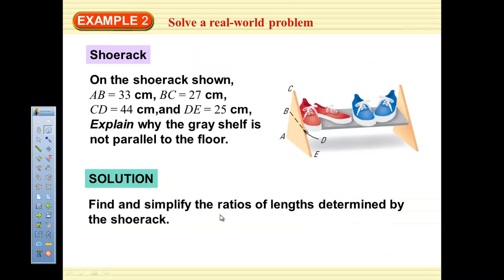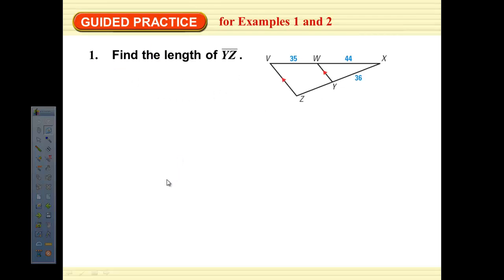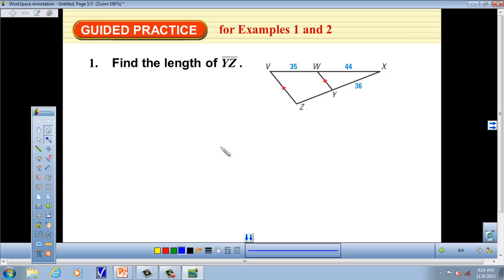So again, we look at the two ratios. There's the 44 over 25. There's the 9 over 11. We know they're not equal, therefore BD is not parallel to AE, and the shelf is not parallel to the floor. Two more examples of this triangle proportionality theorem.